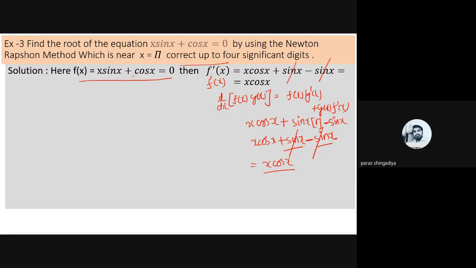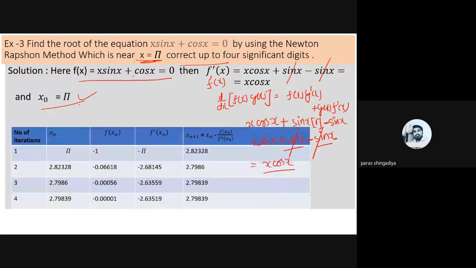Okay, and now x0 is given. Here we'll check our iteration, and we'll check the root nearer to x is equal to pi, meaning x0 is equal to pi. So x0 is also mentioned in this example. Let's start with x0 is equal to pi and check the first iteration using x0. We'll check our root nearer to x is equal to pi, meaning a starting point is already given in this example. So we'll take x0 is equal to pi. This is our first approximate root, and now let us check the remaining iterations.